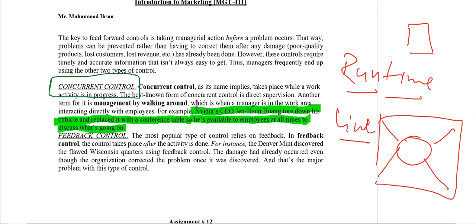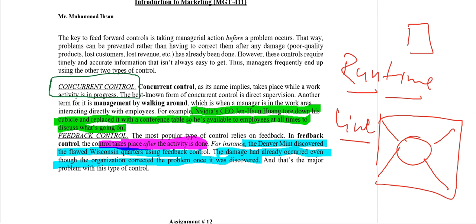Feedback control is also called the reactive approach. The reactive approach means a problem has happened, an activity is done, and after the activity is done or after the problem has happened, now we are supposed to find the solution. Here is the example of the Denver Mint, which discovered the flawed Wisconsin quarter using feedback control. The damage had already occurred, even though the organization corrected the problem once it was discovered. So here the damage was done, the problem had occurred, and after that they tried to find the solution.